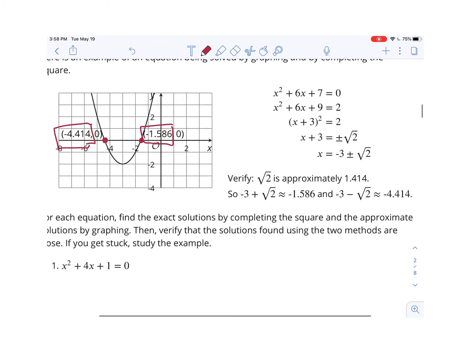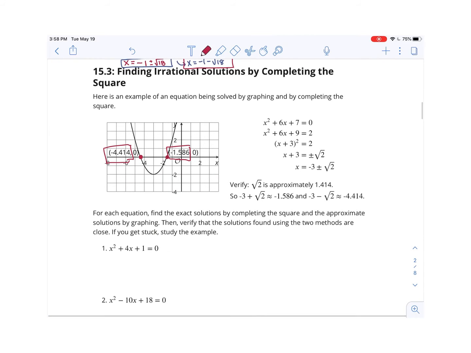We don't know yet. But if we look at the equation and it was solved by completing the square, we see that the exact answer they got was x equals -3 plus or minus the square root of 2. Now it says to verify. So we're going to verify that the square root of 2 is approximately 1.414. If you take the square root of 2 on a calculator, that's what you'll get, plus some more decimals.